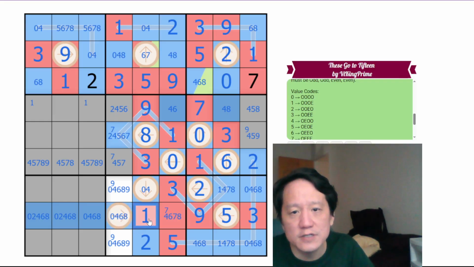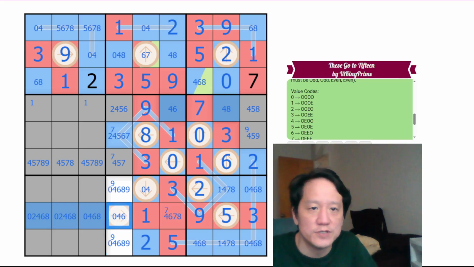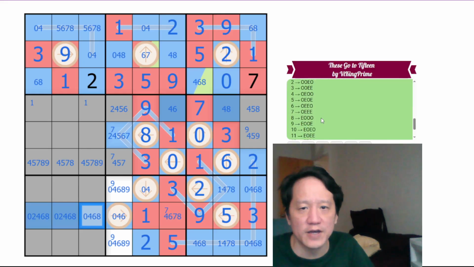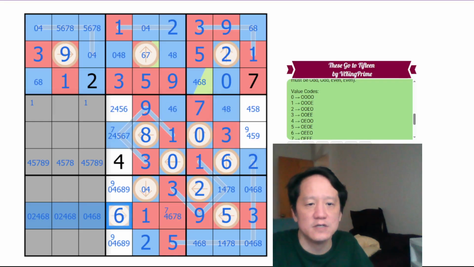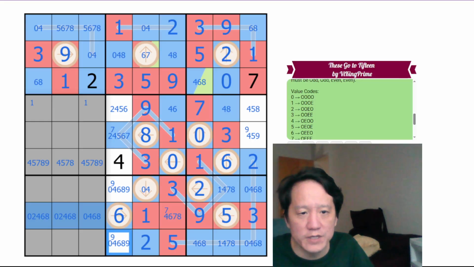This is guaranteed to be odd, so it cannot be 8 here. So it's 0, 4, or 6. This is even in the second spot, so it's odd, blank, even. Well, 4 doesn't satisfy that. 0 doesn't satisfy that, so this must be 6. So this is 6, which means this is odd, even, odd.